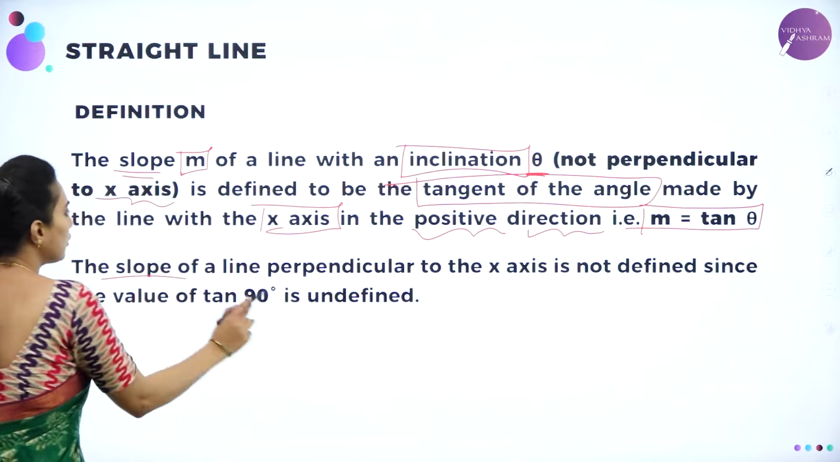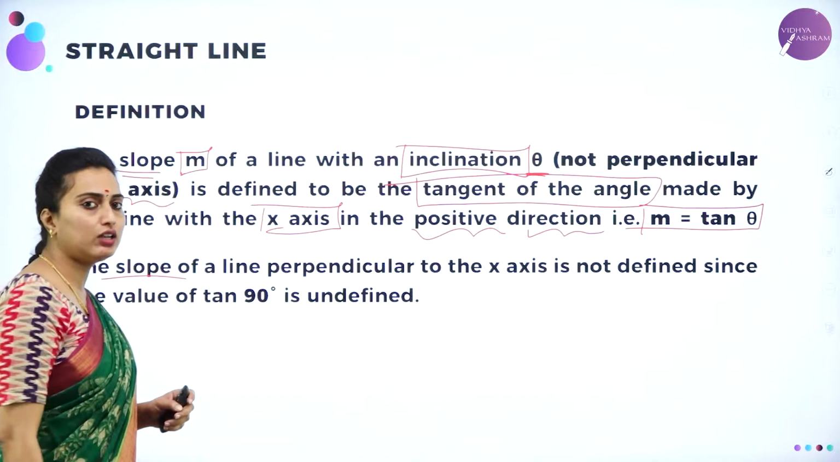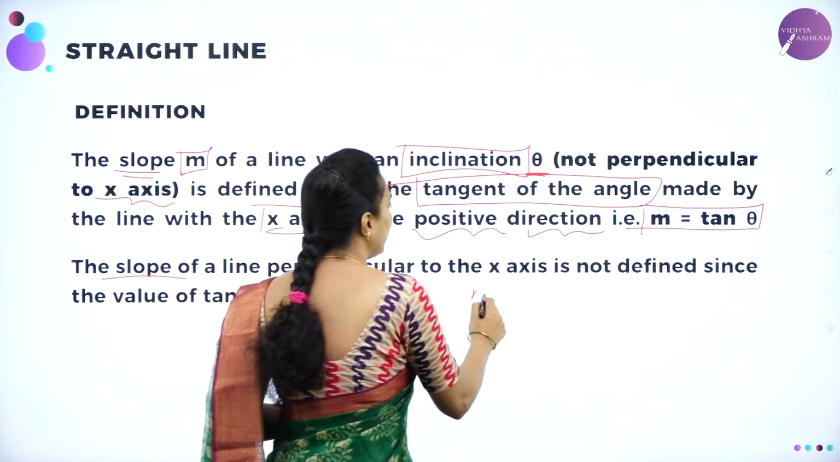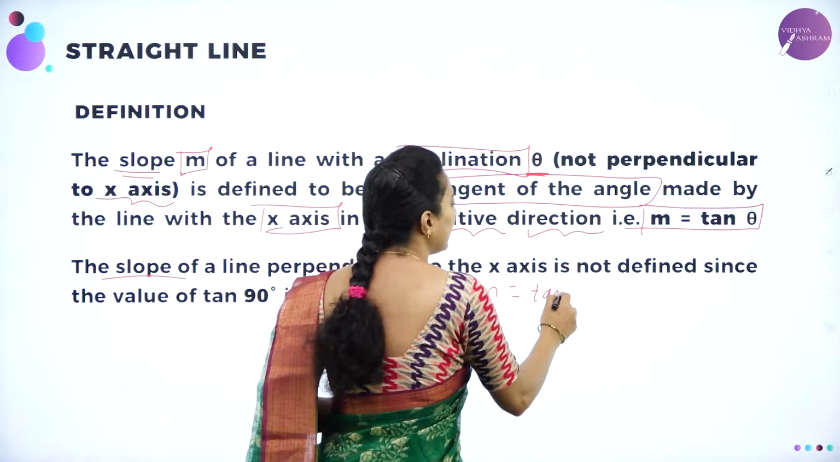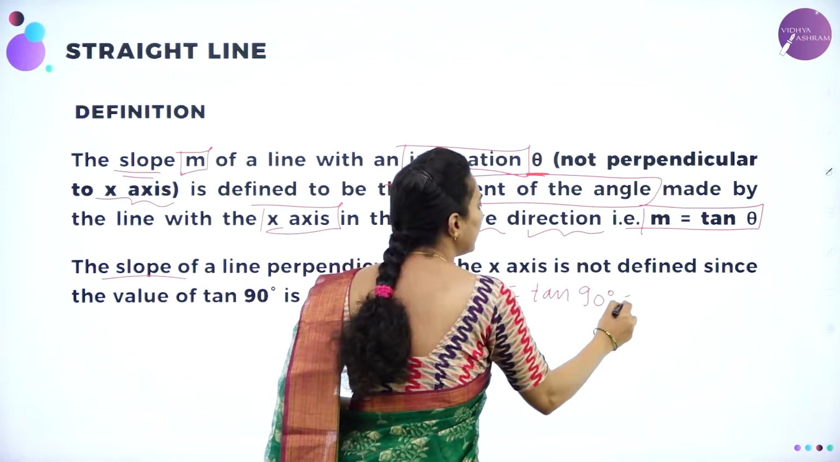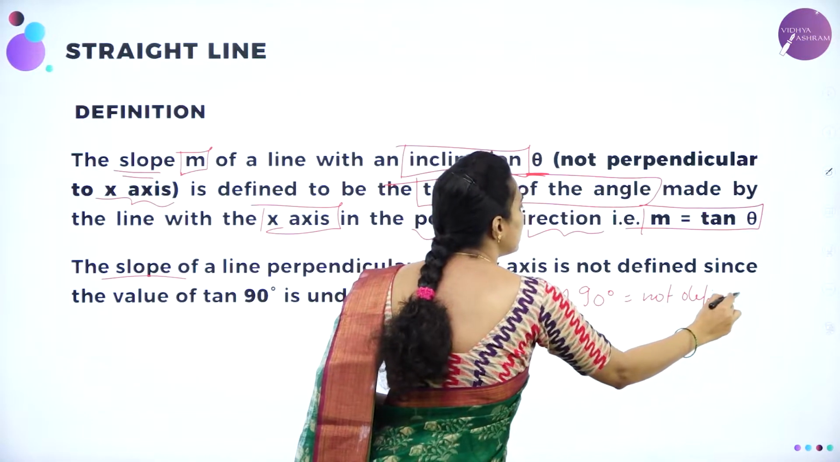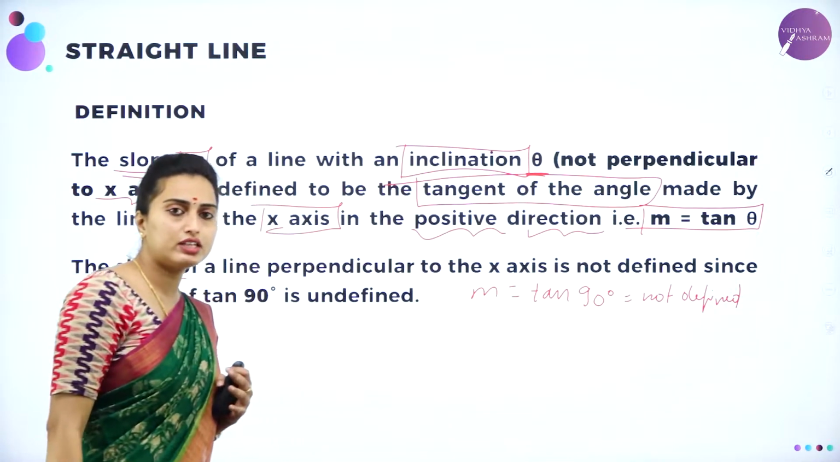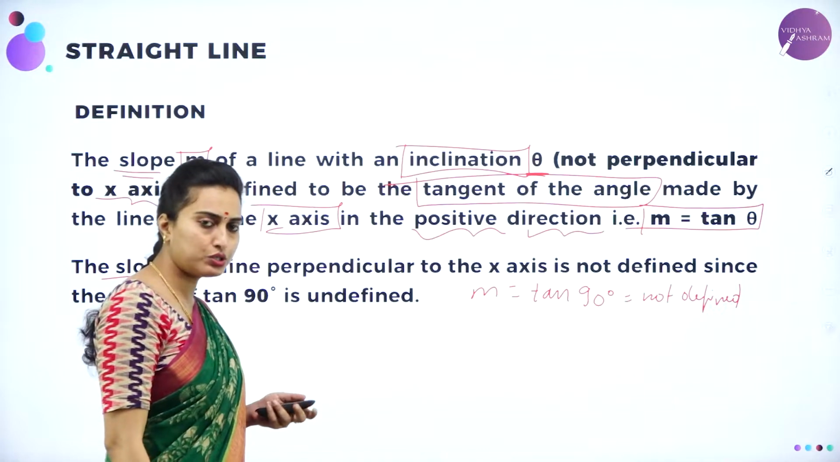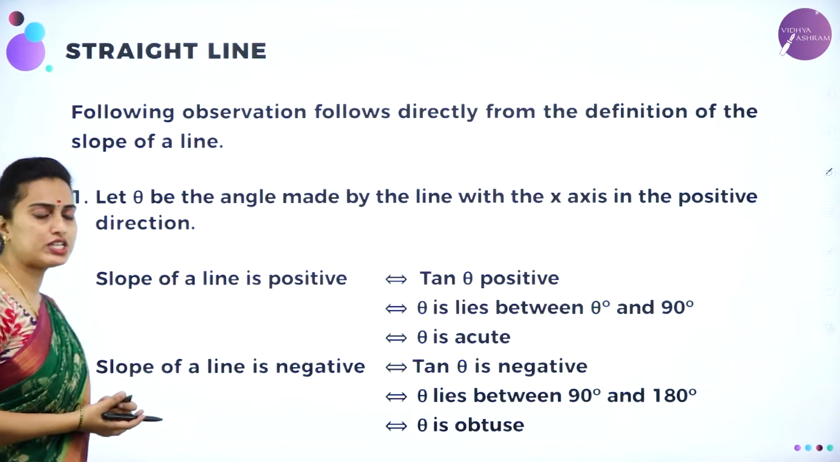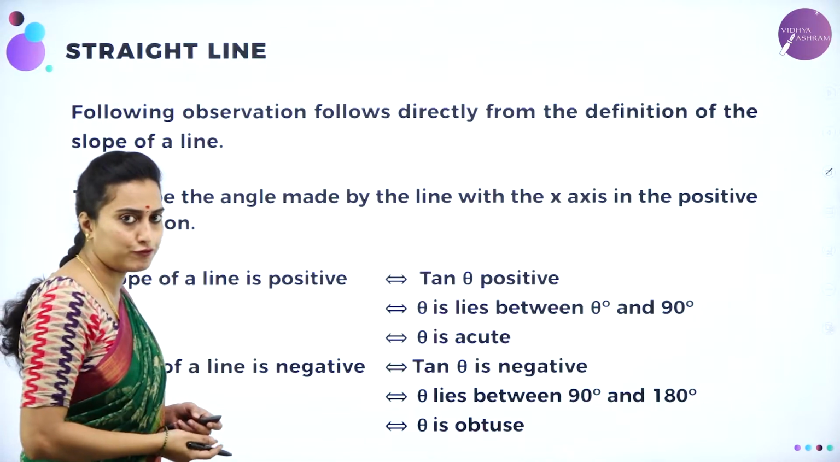Now here, the slope of a line perpendicular to the x-axis is not defined, because if you substitute in m is equal to tan theta, perpendicular means 90 degrees, and tan 90 degrees is not defined, or undefined. So we take that as infinity. Understood? Here we have the following observations that can be made from the diagram I have shown you.